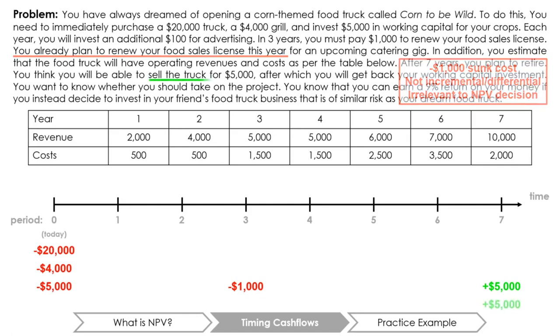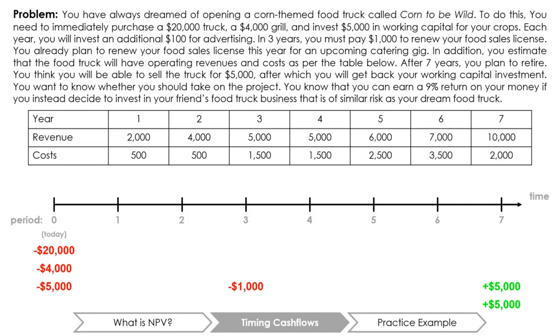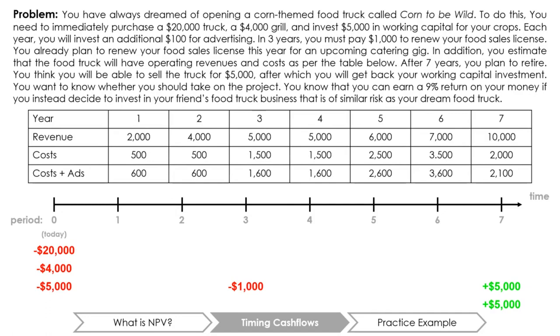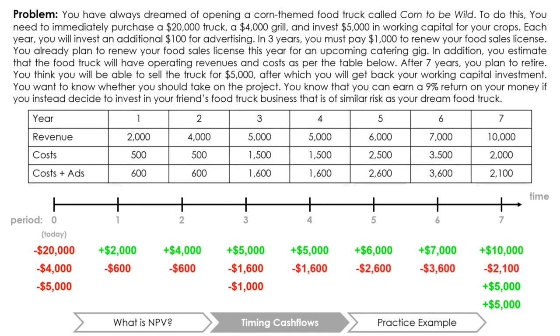And lastly, let's include the $5,000 we expect to receive at the end of the 7 years when we sell the truck. Now let's look at our operating cash flows. Because the advertising expense occurs every year, we'll factor this into our annual operating cash flows. We will combine the revenues and costs for each year to get our net cash inflows. For year one, we'll earn $2,000 and spend $500 on our operations, plus $100 in advertising. This leaves us with a net inflow of $1,400.